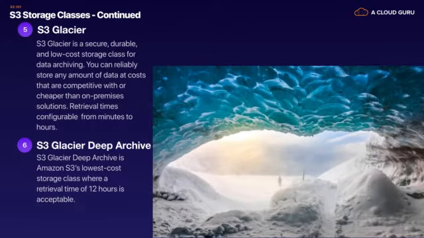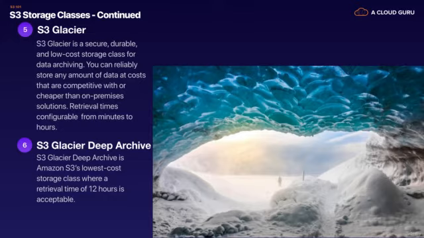Those are the 4 storage classes. We then have Glacier, and Glacier comes in 2 flavors. So we've got normal S3 Glacier, and then we've got S3 Glacier Deep Archive. Glacier is basically for data archiving. So if you want to archive off your data, maybe you don't need it, maybe you have to hold on to it for 7 years because of some federal regulation, you would be using Glacier. Now you can store any amount of data, and it's really super cheap. And then your retrieval times are configurable from minutes to hours.